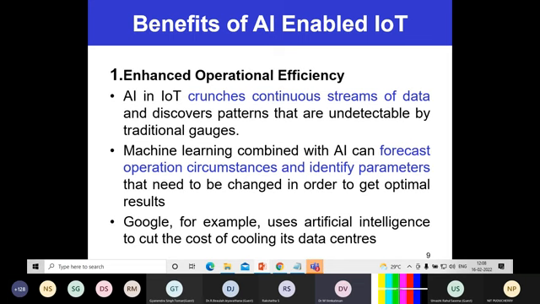You know that now people are talking about deep learning and machine learning. So what is the use of these techniques? If you look at machine learning, there are three paradigms: supervised learning, semi-supervised learning, and reinforcement learning. By using supervised learning, people are trying to build a model to forecast the operations and circumstances, and identify the parameters that need to be changed in order to get optimal results when you integrate AI with IoT. For example, Google is using artificial intelligence to cut the cost of cooling its data centers.